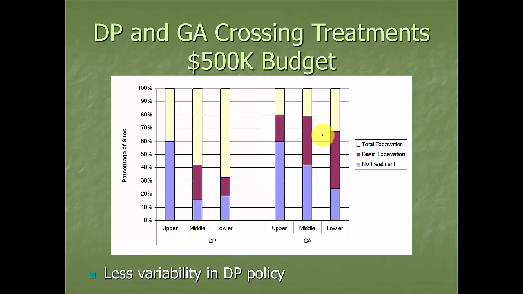Here's for the crossings. Similarly, you see these policies look pretty similar, but you can see the dynamic programming is using more total excavation and then no treatment in the upper basin, but not so much no treatment in the middle and the lower. Well, here you can see the distribution along the genetic algorithm.